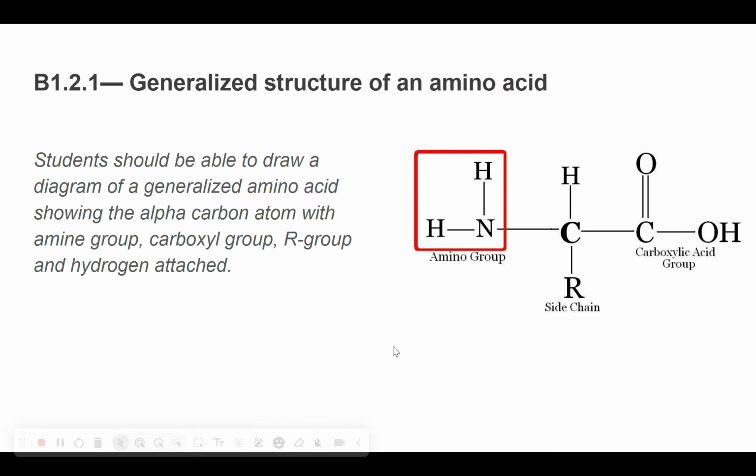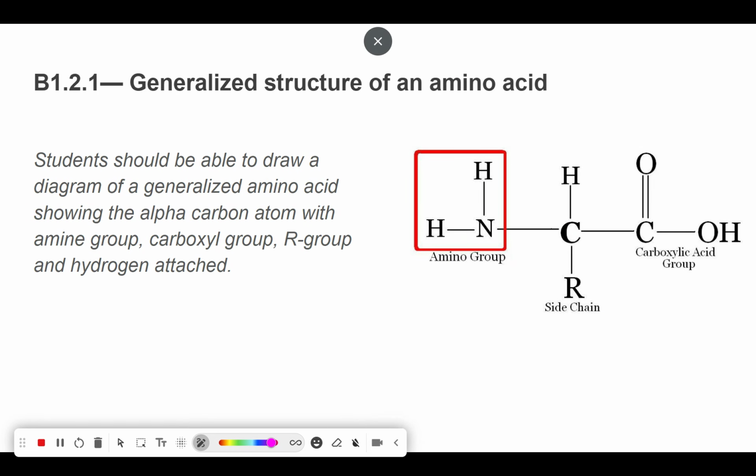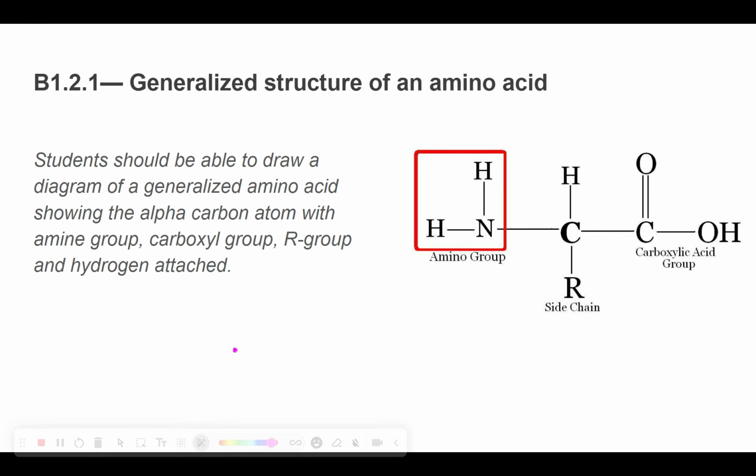The first thing the IB wants you to be familiar with is the generalized structure of an amino acid. If you watch the intro video for this section, this is the same image that we used then. And the guidance statement: students should be able to draw a diagram of a generalized amino acid showing the alpha carbon atom with the amine group, carboxyl group, R group, and hydrogen attached. So your guidance here is this is what you need to be able to do. You need to draw a diagram of a generalized amino acid, and we are going to use this as our model.